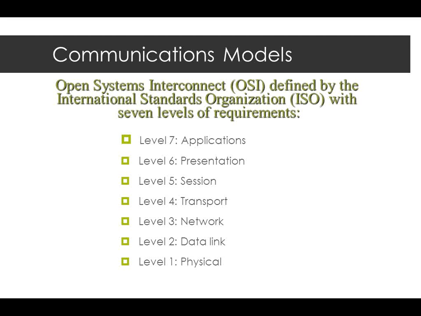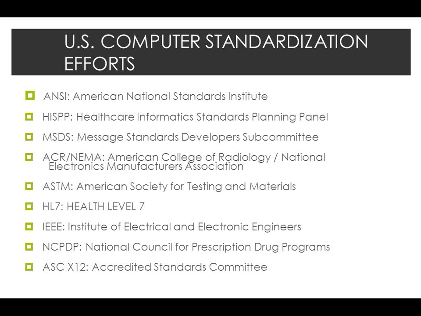But the OSI defines 7 levels: applications, so that's the software; how it presents it; what a session is; how you transport, so packaging; the network itself; what data links are going to be required; and then the physical nature. So you have 7 levels of standardization that most institutions and most vendors are using now. In terms of U.S.